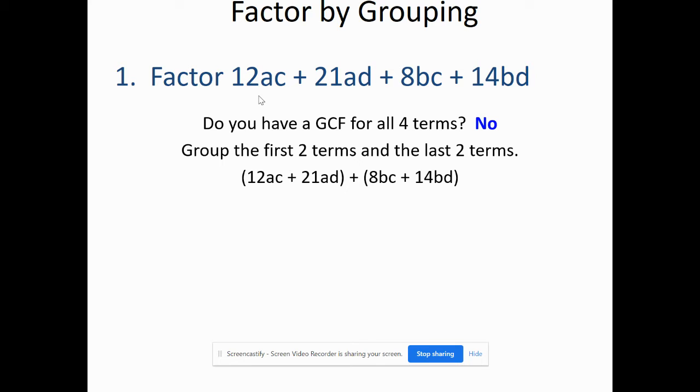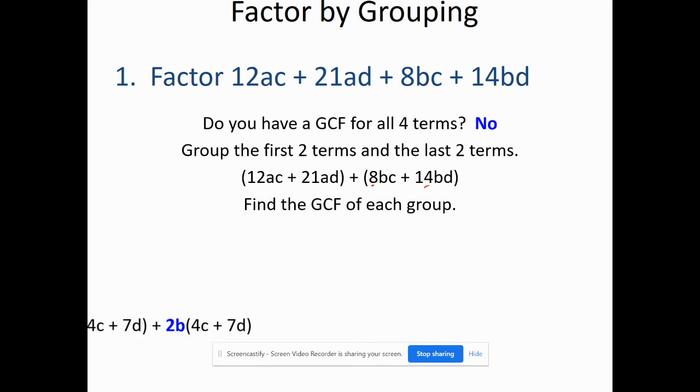So the one in the front, you're going to look for a GCF. Numerically, 12 and 21. What's the greatest common factor between 12 and 21? They both are divisible by 3, and they both have an A. So 12AC and 21AD both have an A. So we could pull a 3 and an A out there. If you're looking at the second one, 8 and 14, they both are going to have a 2 GCF because 14 divided by 2 is 7, and 7 is prime. Letters, they both have a B, so we could pull out a B.